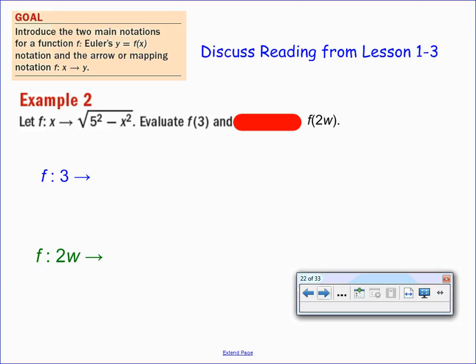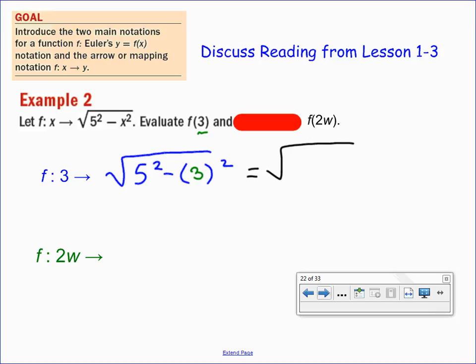F of 3 is going to take my function rule, 5 squared minus input squared. Everywhere I see that input x, I'm not going to put x, I'm going to put 3. Make sure we're following the order of operations, you guys. I have to do my squaring before I can do the subtraction. So I'll keep 5 squared, which is 25. I'll keep the subtraction, and I'll do the 3 squared, which is 9. Remember, I have to do that squaring before I can do the subtraction, which means I get square root of 25 minus 9, which is 16.